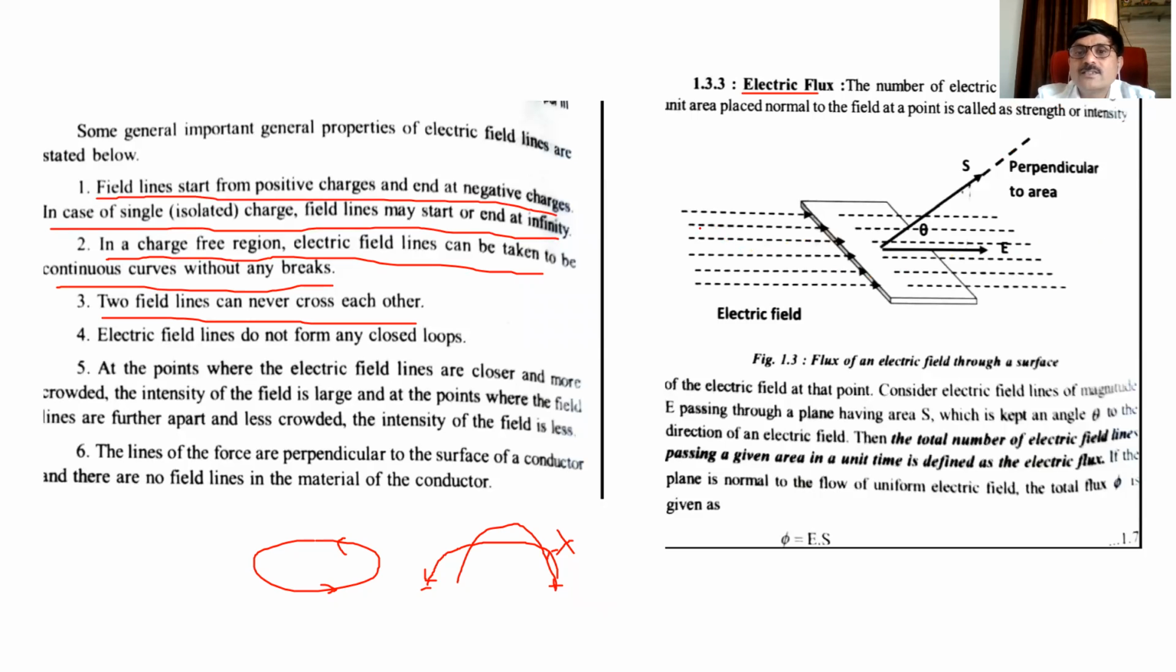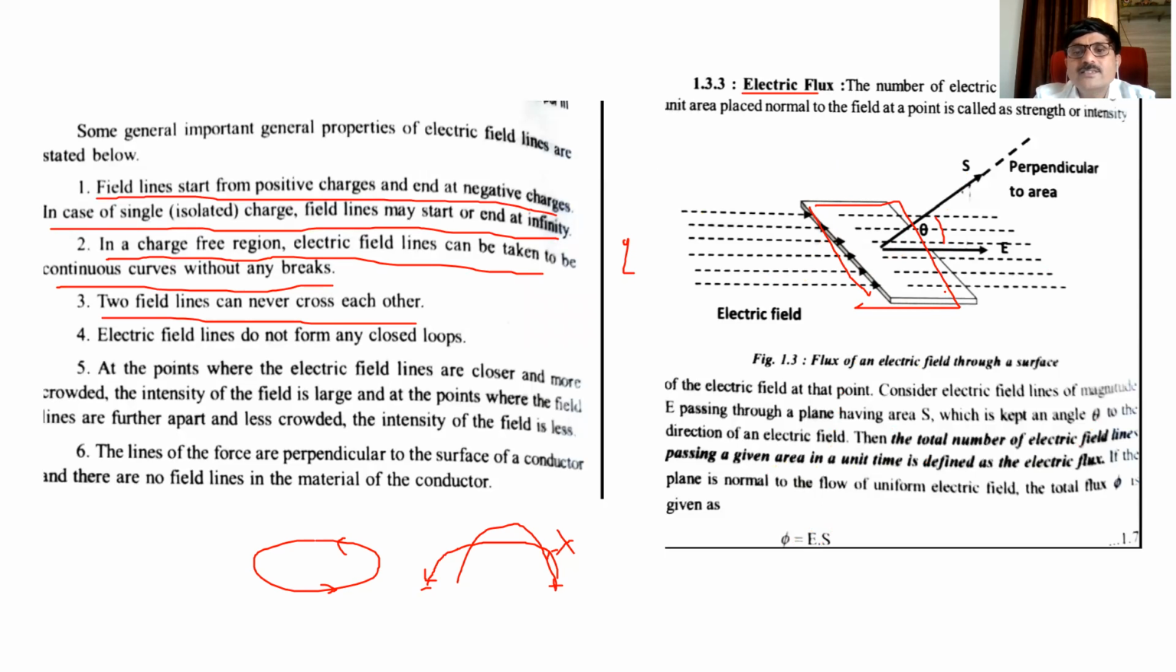Now suppose here is the charge and these are the electric field lines, and suppose here is a surface which is inclined at an angle theta. Then the total number of electric field lines passing through a given area per unit time is defined as the electric flux. And if this surface is exactly normal, then flux is given as the dot product of the electric field and the surface area.